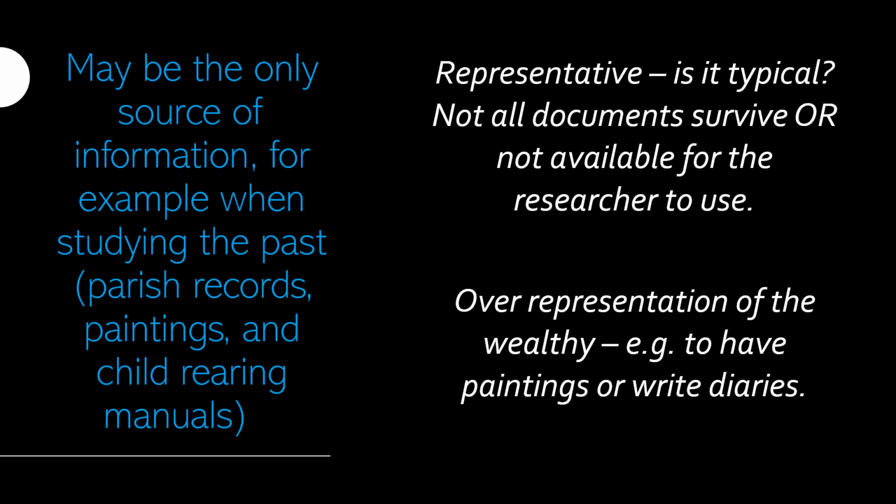Now we can evaluate this by suggesting, and we could use Scott's criteria, is it representative? Is it typical? So not all documents survive or are available for the researcher for use. So are the ones that you do get access to typical or representative of the ones that you don't? And also think about the people that would have had some of these documents 500 years ago. Only the wealthy tended to be literate or be able to afford to have paintings made of them or be able to write diaries. So they might be overrepresented.